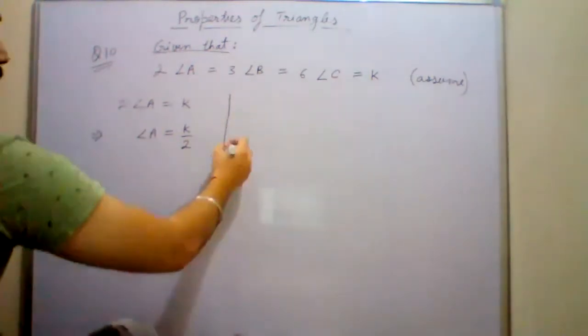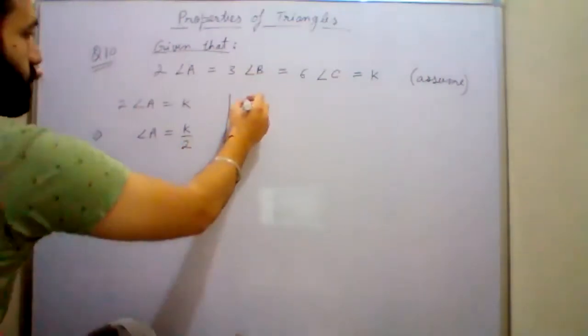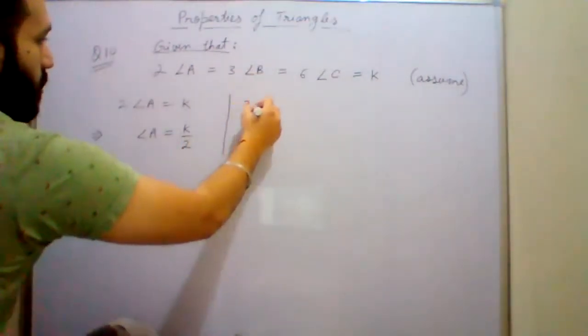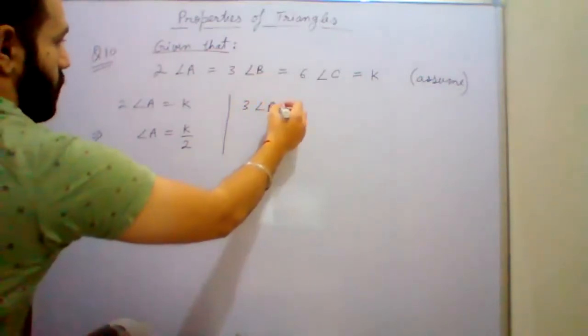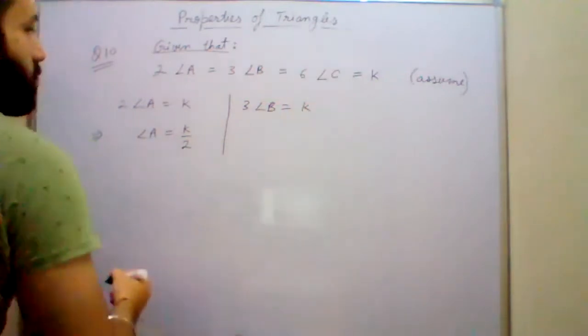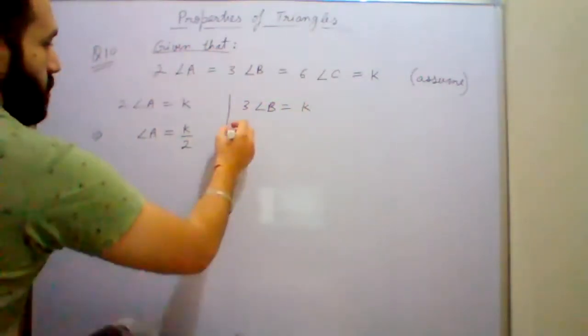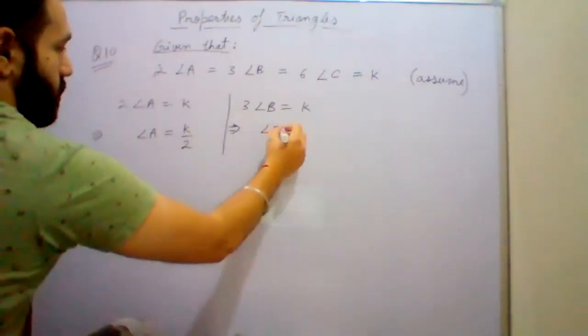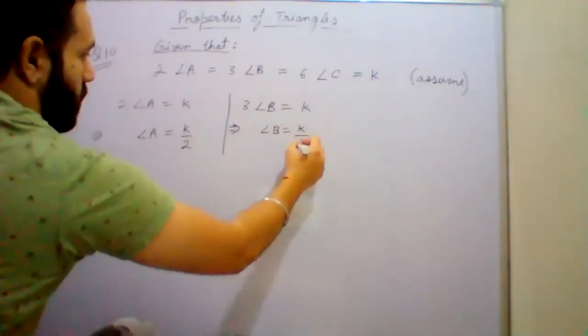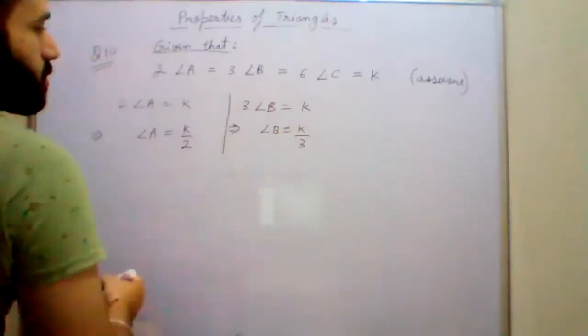Similarly, for angle B, 3 angle B is equal to K. So this gives that angle B is equal to K upon 3. Angle B is equal to K upon 3.